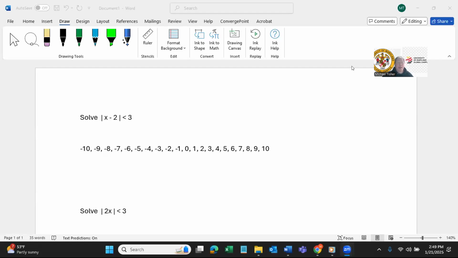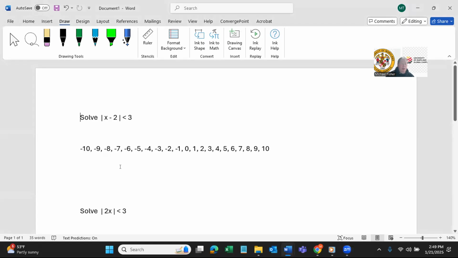Hello, everybody. Today, let's solve this absolute value inequality that says the absolute value of x minus 2, close absolute value, less than 3. To solve this, we have numbers here between negative 10 and 10, and let's get some kind of idea of which of these numbers will work when the absolute value of that number is less than 3.